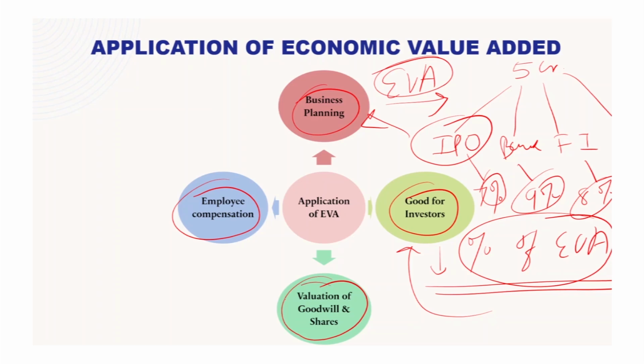Third one is valuation of goodwill as well as the shares. Suppose the company is trying to amalgamate or make a joint venture or merger and acquisition. They are making some kind of strategic alliances. So EVA or MVA, in the next topic we will be discussing MVA, these two factors decide the overall valuation of the company. If the EVA is higher, then the valuation of the company will be higher. Other factors are also there for the valuation, but EVA is one of the important factors.